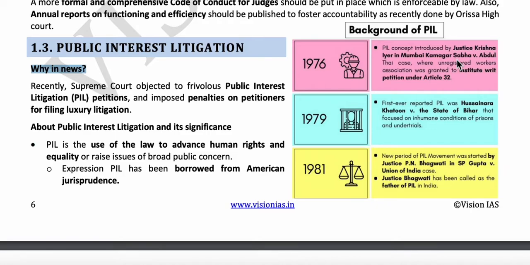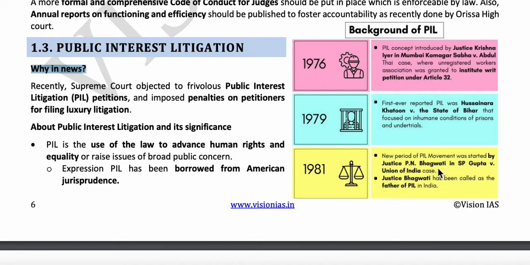The first PIL was reported in the year 1979. In this case, the PIL concept was introduced, and the first ever reported public interest litigation was in the year 1979. In Hussainara Khatoon versus the State of Bihar, the case is about the inhuman conditions of the prisons and the undertrials. Next, the SP Gupta versus Union of India case.